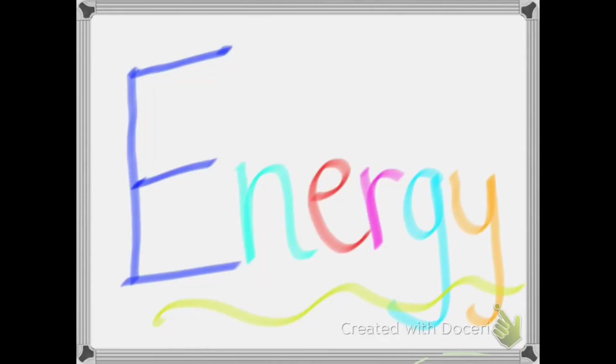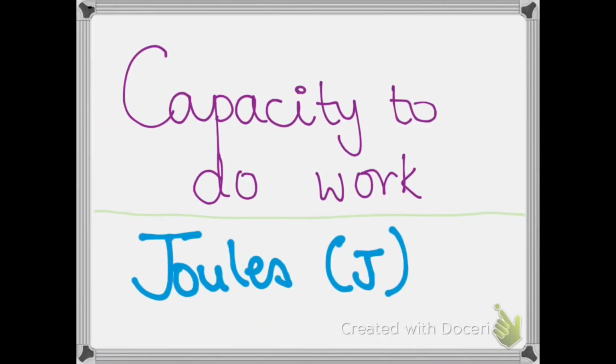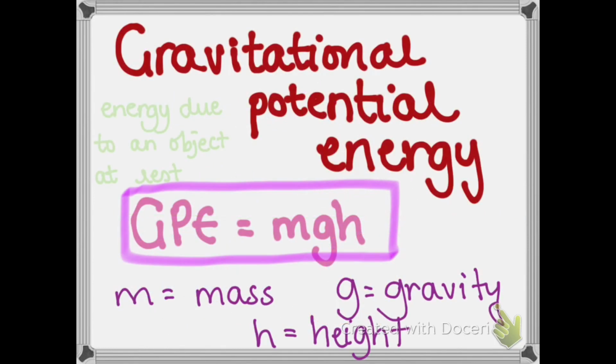This is Some Science, and today we're going to focus on energy. Energy is the capacity to do work, and its unit is joules with a J. So let's start off with gravitational potential energy.